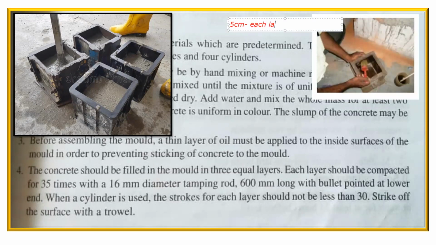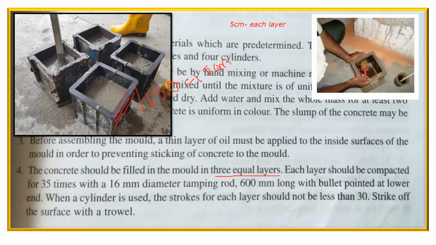Now imagine that the height of my cube is 150 mm, which comes out to be 15 centimeter, right? So 5 centimeter each time. That means you have to fill this mold in 3 layers: 5 centimeter once, 5 centimeter twice, and 5 centimeter thrice. Only then will you finish 15 centimeter, which is the height of my mold. That is the reason it is written 3 equal layers, right?